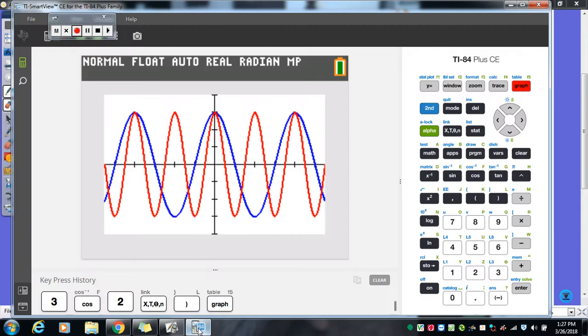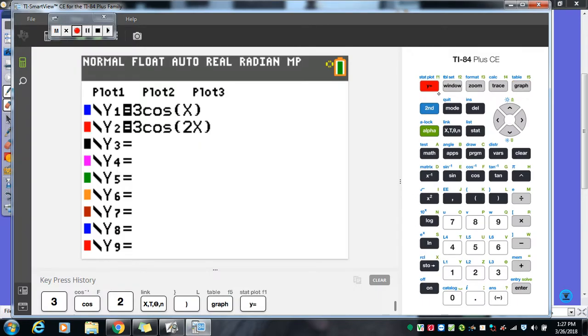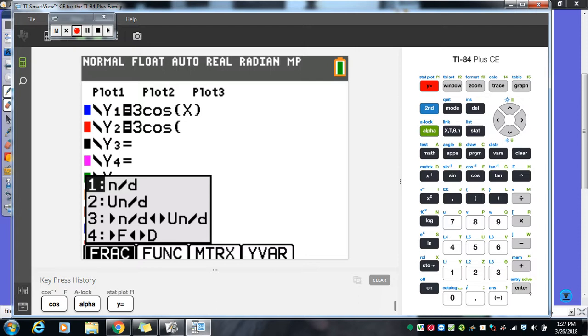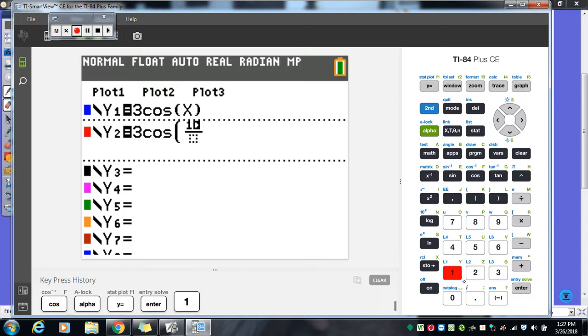So we're going to go back to our calculator. It's going to go to my y equals. I'm going to leave my 3 cosine of x in there. And I'm going to change it to be 3 cosine 1/2 x. Is that your prediction?